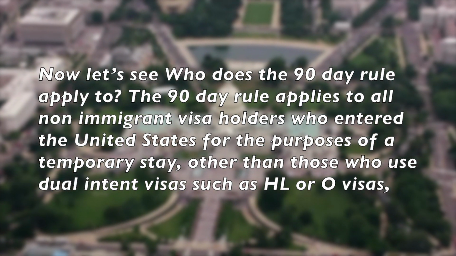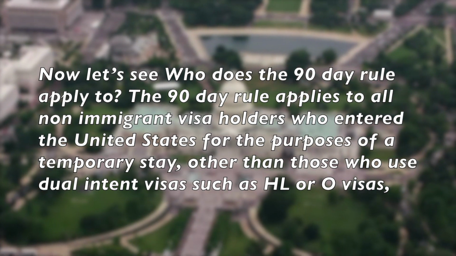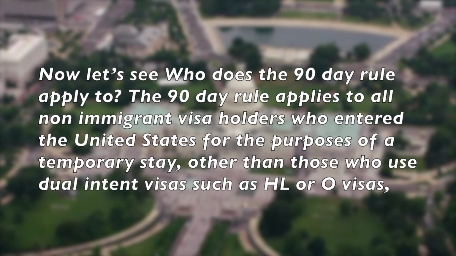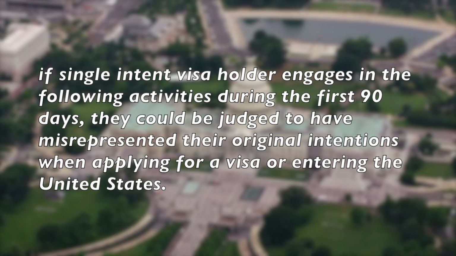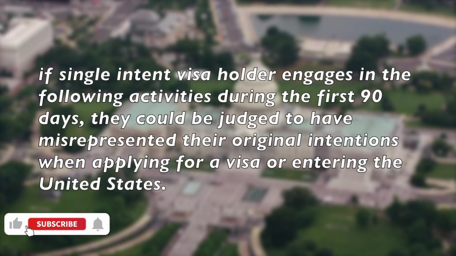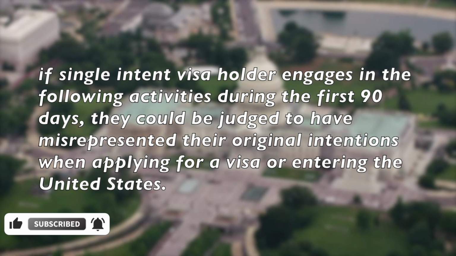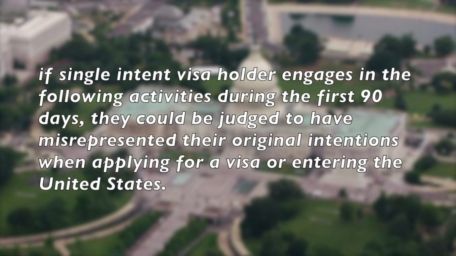Now, who does the 90-day rule apply to? The 90-day rule applies to all non-immigrant visa holders who enter the United States for the purposes of a temporary stay, other than those who use dual intent visas such as H, L, or O visas. If a single intent visa holder engages in the following activities during the first 90 days, they could be judged to have misrepresented their original intentions when applying for a visa or entering the United States.